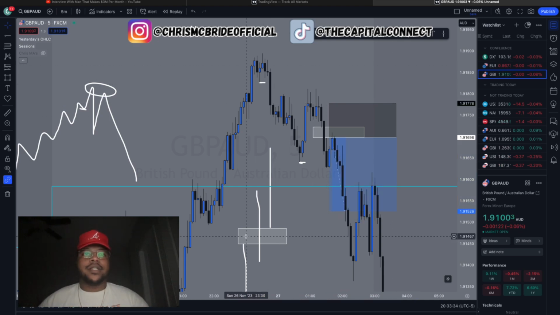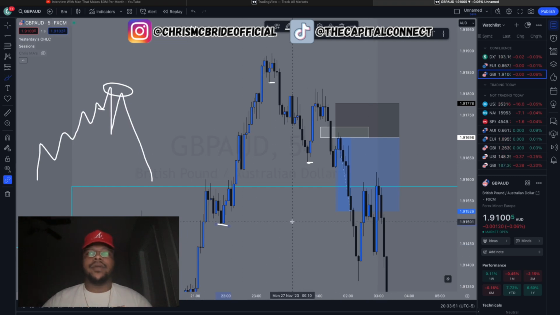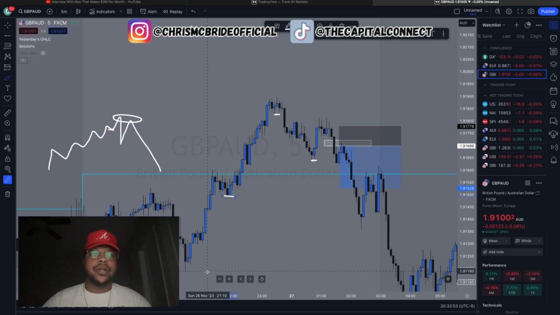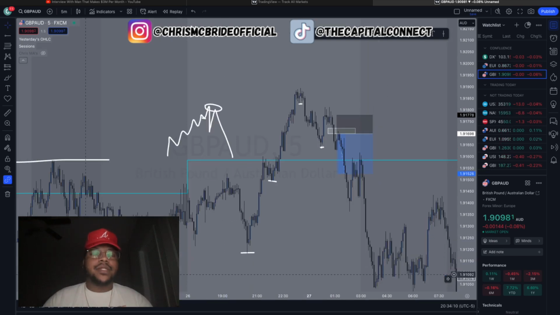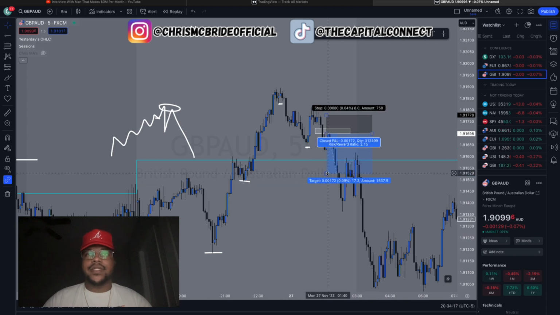Now, where would your targets be after you enter this trade? Your targets would be opposing liquidity. So that would be areas like this low, right? Or maybe you're targeting Asian session low, or you could even be targeting Friday's PM session low way over here. Now, let's just go with that first target that I was talking about.